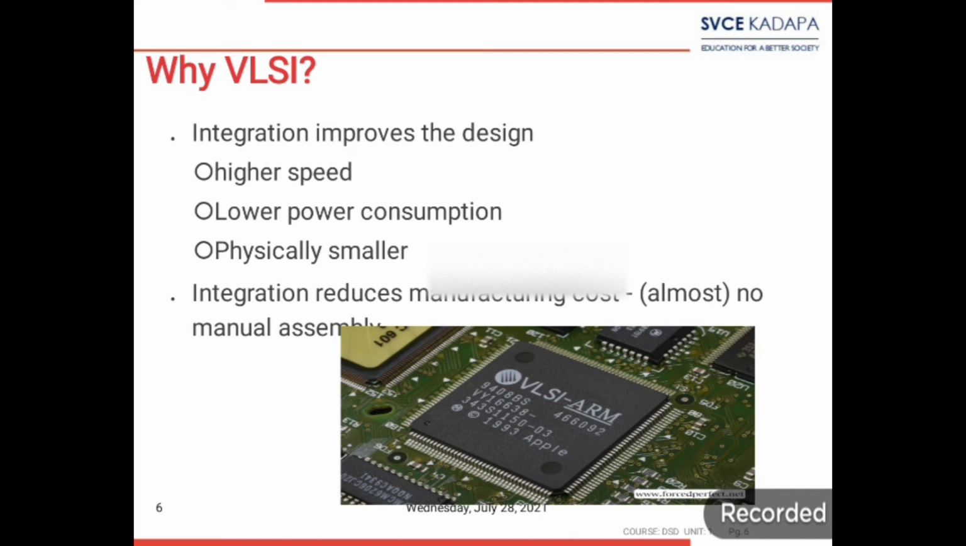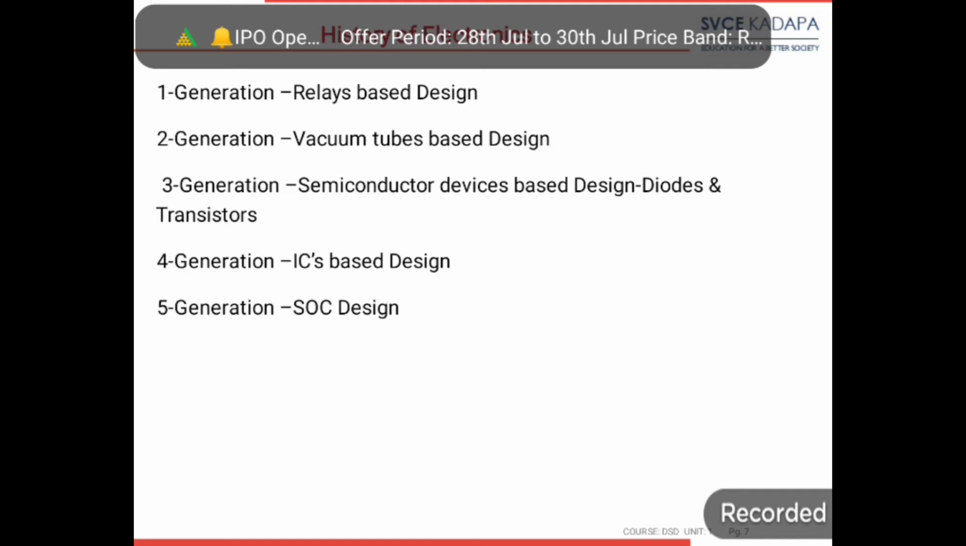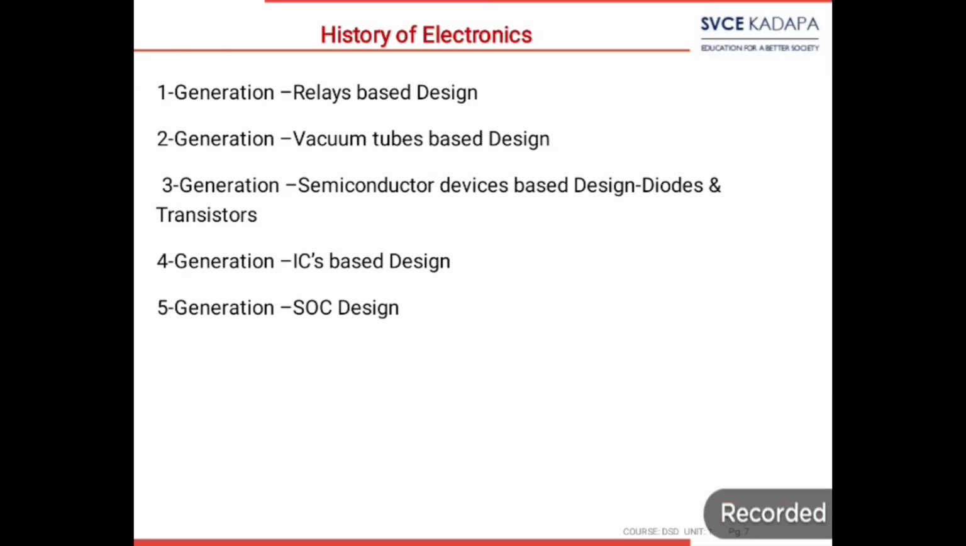So that's why nowadays VLSI plays a major role in the electronics industry. Okay, so that is the thing. Next, before going into detail about VLSI, let's look at the history of electronics. From the 1950s, electronics is divided into 5 generations: first generation, second generation, third, fourth, and fifth generation.